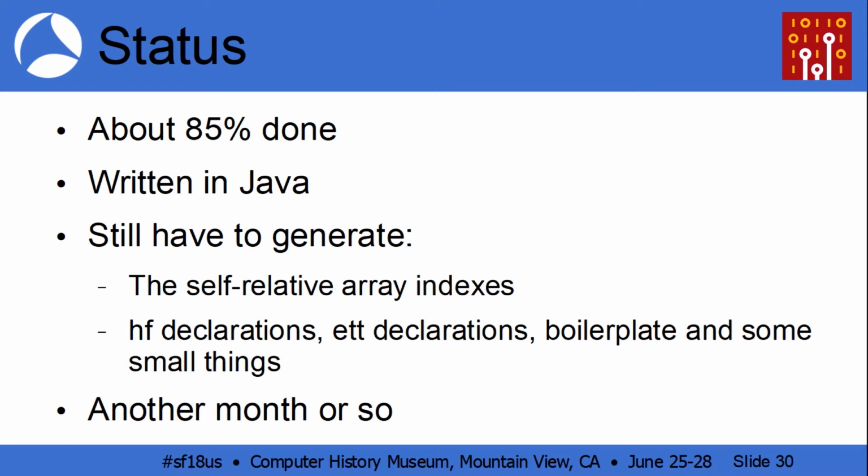C. I haven't handled self-relative array indexes yet, and I haven't handled things like the HF declarations, the ETT declarations, and the boilerplate and some small things. These are going to be relatively easy to do because it's simply a matter of running through a list that's already been constructed in some fashion and spitting out some very, very simple text. But this self-relative array indexes is a little bit harder and will require a little bit more coding. But so far I've found it relatively easy.